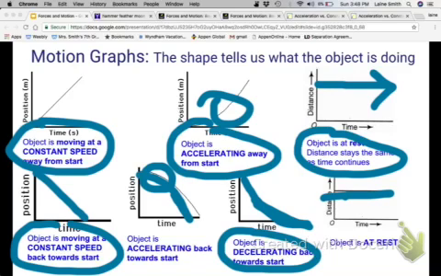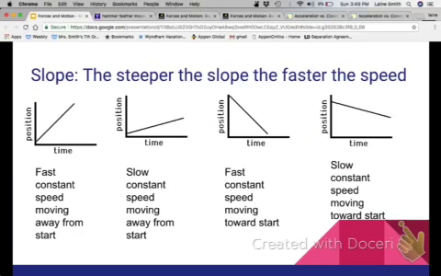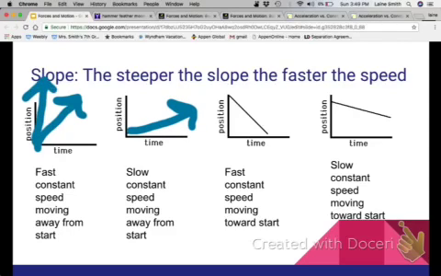Okay? So you may be familiar with slope, but slope talks about how fast something is. The steeper the slope, the faster the speed. So if we look at our first one compared to our second one, we can see that the slope is like this. So that is going to indicate something that is moving much faster than this flatter line over here. And this line, like this, would be an even faster speed. So the steeper the slope, the faster the speed.